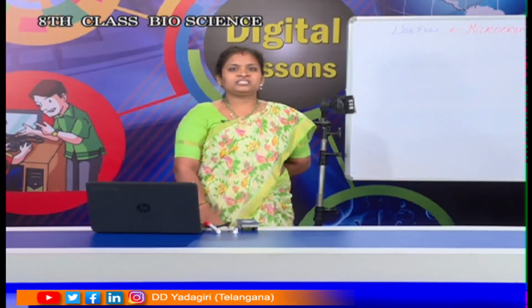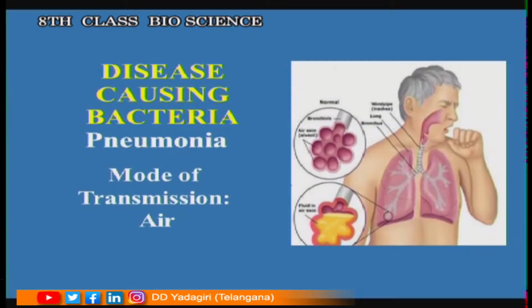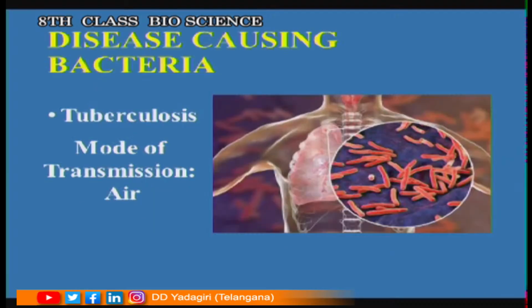Children, one more disease caused by bacteria is pneumonia. The transfer is through air. So, if a healthy person is in front of the patient, then he will also suffer from pneumonia. Another disease causing bacteria is tuberculosis. The mode of transmission is air. So, from one person to another person, the disease spreads through air.